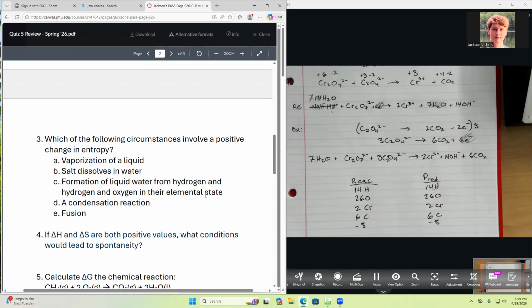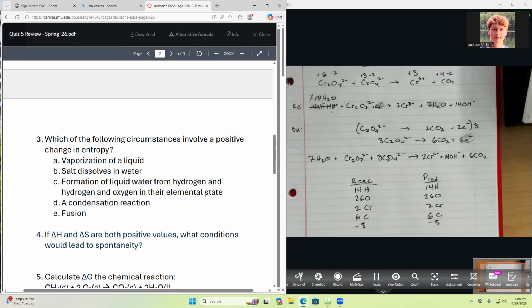So if the delta S would be positive. First one is vaporization of a liquid. Do you remember what vaporization means? Very sciencey way of saying evaporation. So that means we're going from what phase of matter to what phase of matter? Liquid to gas. Yep. So if we're going from liquid to gas, would that be an increase or a decrease in entropy?